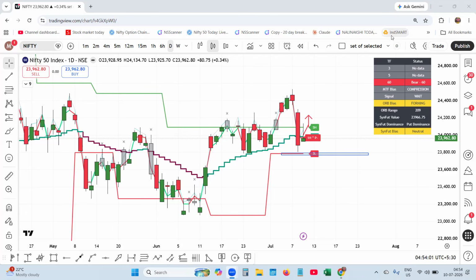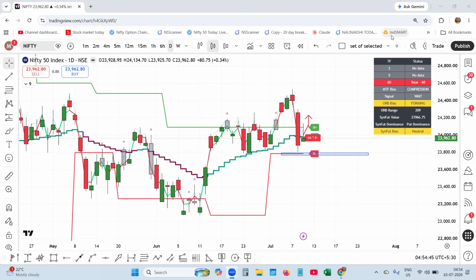Situation number one, synthetic future above spot price. Suppose spot Nifty is 25,000 and synthetic future is 25,080. What does it mean? Option market participants are willing to price Nifty higher than the current spot. The call options are becoming stronger, put options are becoming weaker. Institutions expect higher prices, which creates a bullish bias. As an option buyer, you should look for long opportunities. As an option seller, put writing becomes attractive.